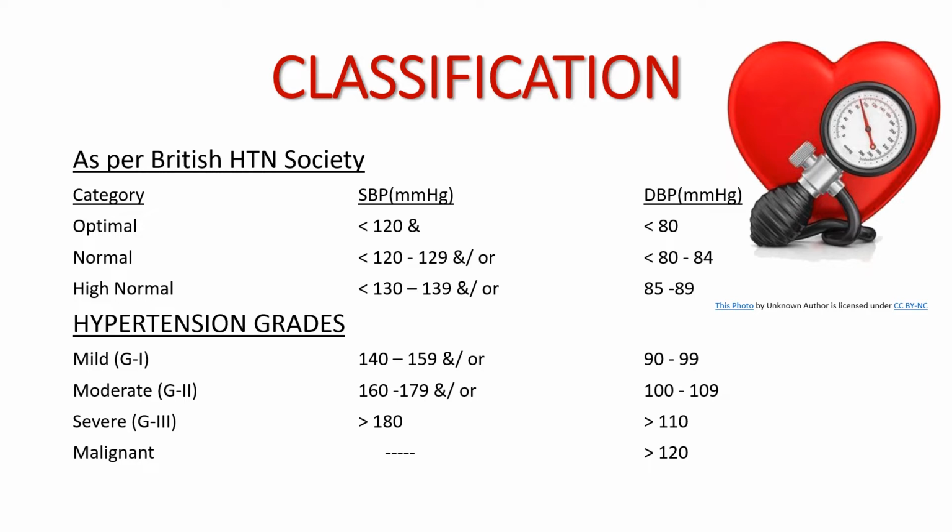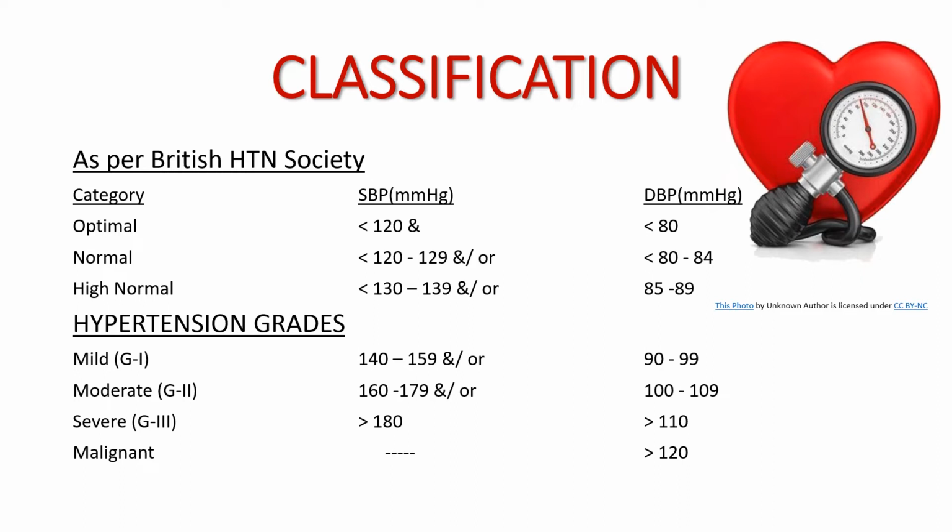The next way to classify hypertension is through grading. Grade 1 or mild means the systolic blood pressure is between 140 to 159 mm of Hg and the diastolic blood pressure is between 90 to 99 mm of Hg. Grade 2 or moderate means the systolic blood pressure is between 160 to 179 mm of Hg and the diastolic blood pressure is between 100 to 109 mm of Hg.